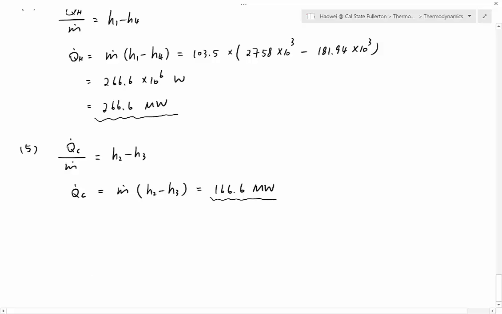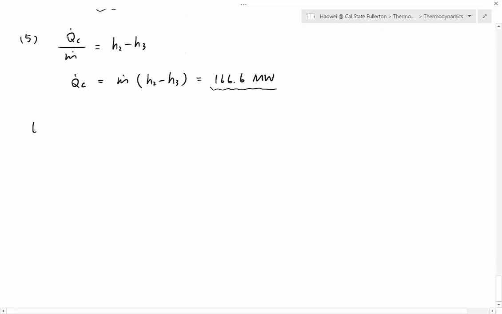Okay, part 6, which is the last one, looking for the mass flow rate of the cooling water. So we know 2 to 3 is a condenser. Let's sketch that. This is number 2, and this is number 3. You have the hot steam inside it. How do we actually cool it down?